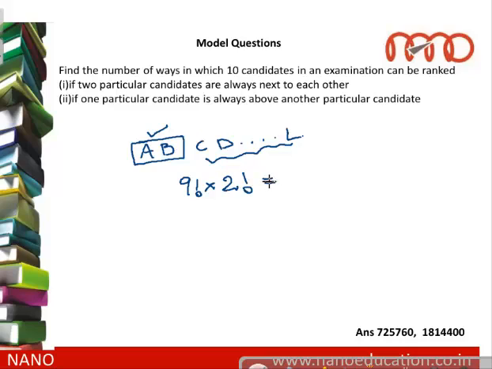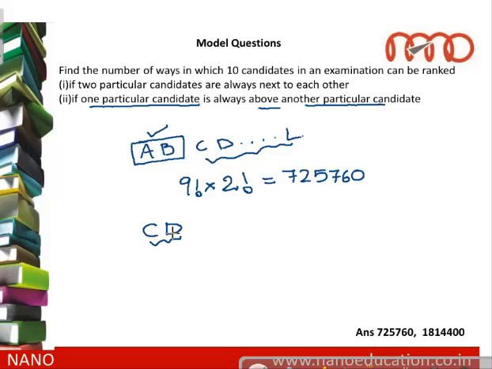So effectively this permutation can be done in 9 factorial into 2 factorial, which is 760 ways. For the next question, if one particular candidate, let's say he is given to be C, is always above another particular candidate, let's say D. That means when you are arranging in the merit list, C is always before D.